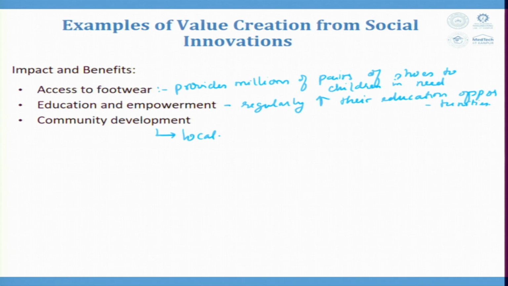Then the community development is local. The moment he starts going to school, he starts getting educated, he starts contributing in a job. Once he starts going for a job, he gets money. So, here the community development happens. The moment he earns money, he puts it back into the community. So, the local economies and fostering a sense of pride and dignity comes. So, these are the impact and benefits of this particular case study of Tom's shoes being given one on one.